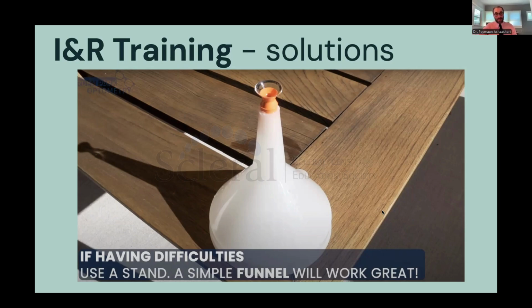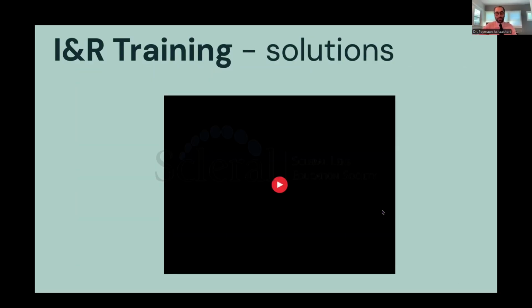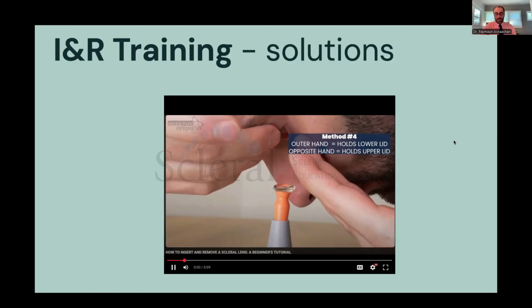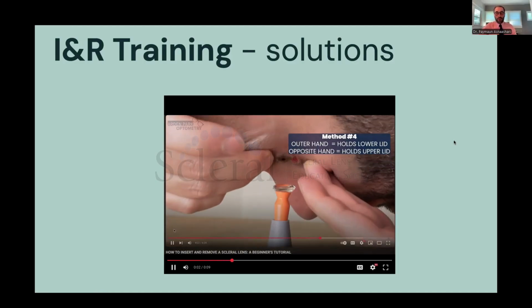So if you're having difficulties with insertion, having some type of stand and a simple funnel like this will work very well. So I have a video here. It has some sound, but it's not crucial for you to hear the sound if you can't have it. It's just going to show you how this funnel sort of works in my office. So I'm just going to play this and hopefully this will work. This is going to show me moving down while it's on the funnel.